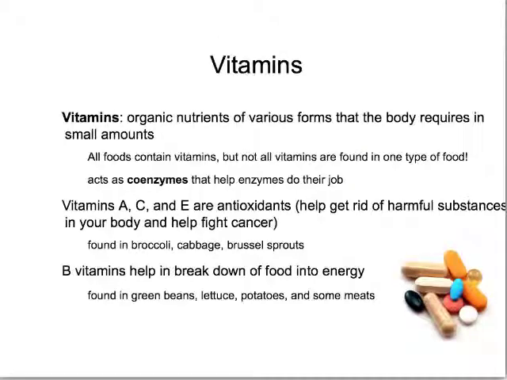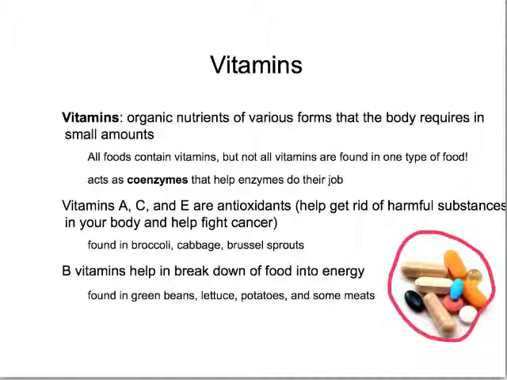All right, another important nutrient that we get in our food, or that you might take as a supplement, like a lot of people, is vitamins. Vitamins are organic nutrients of various forms that the body requires in just small amounts. All food contains vitamins, but not all vitamins are found in one type of food. So that's why it's important that you eat a variety of foods in order to make sure that you get all of the vitamins that your body needs.